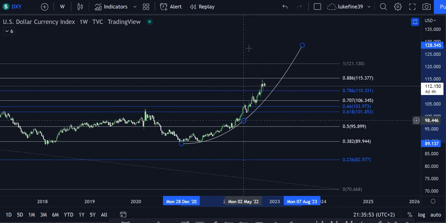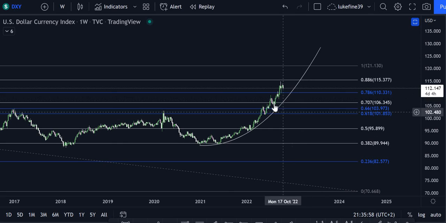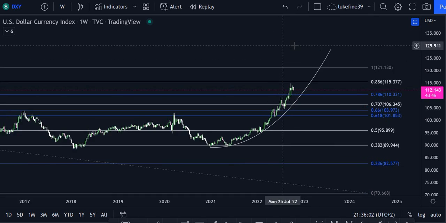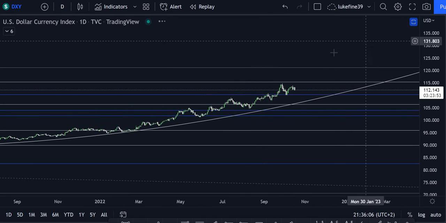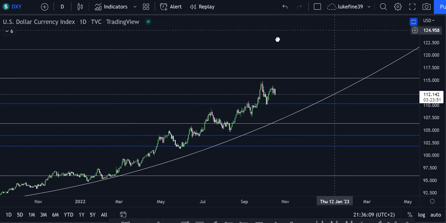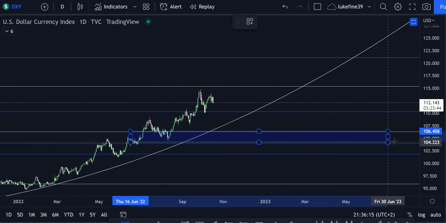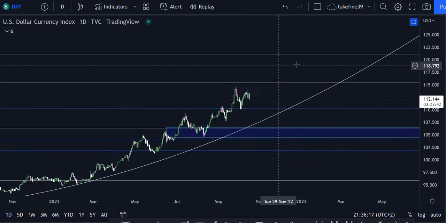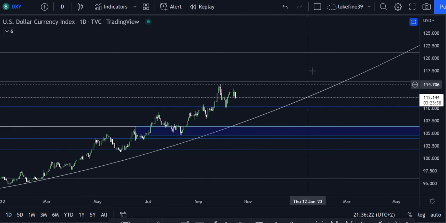I would dare to go like this. So it's a parabolic curve. 106 is the key support for the dollar, and if it starts losing it, let's go on to the daily. If it starts losing this area here, then it could turn bearish. If it starts bouncing again and flips 115, it will go higher.